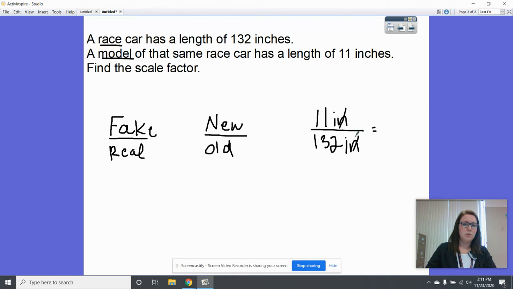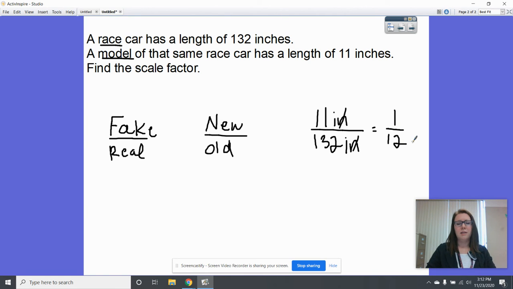Units are going to cancel out because when we find a scale factor, it's just strictly a number. It doesn't have units with it. And then I'm going to simplify the fraction 11 over 132, and that's going to equal 1/12.